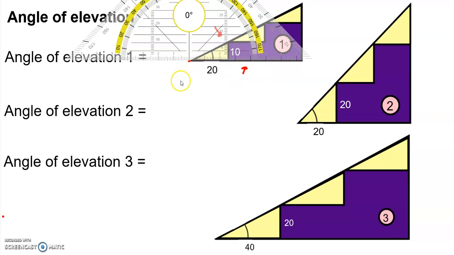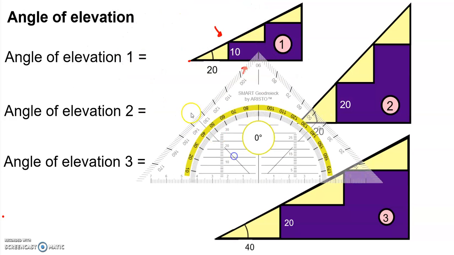This is what we call an acute angle in Dutch, een scherpe hoek. An acute angle is always between 0 and 90 degrees. So when I start over here, I'm going to count until I reach the other arm. We start counting at 0. 0 degrees, 10 degrees, 20 degrees, and then a bit more. And this is approximately 27 degrees. So the angle of elevation for number 1 is 27 degrees.